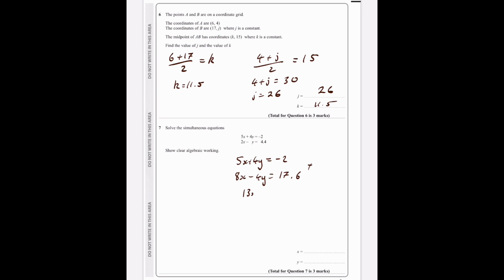I've taken the second equation and multiplied it by 4. Added the two equations together. We get 13x equals 15.6. Divide both sides by 13, x is 1.2. Substitute that into the second equation. You could, of course, substitute it into the first if you want. Anyway, y comes out as -2.